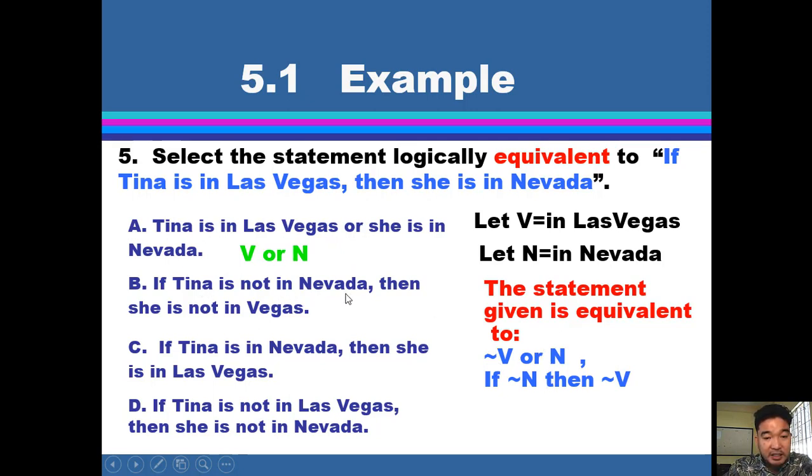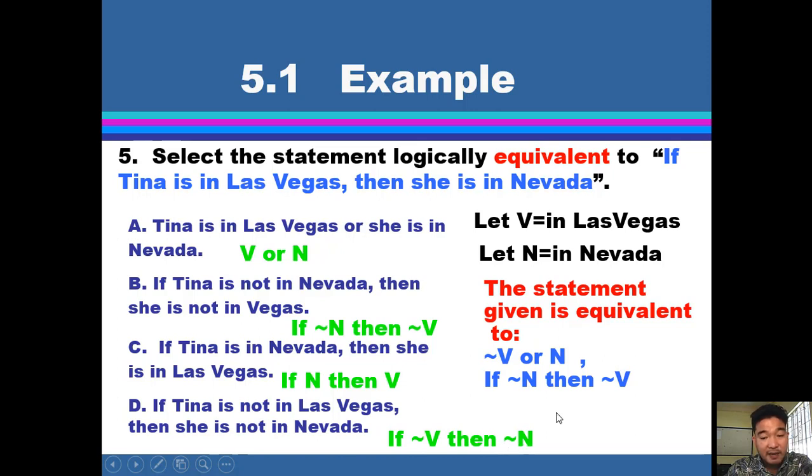If Tina is not in Nevada, then she is not in Vegas. So it is, if not N, then not V. Ayun, okay siya, no? Then, if Tina is in Nevada, if N, then she is in Nevada. Then, if N, then V. So wala siya doon sa equivalent. Then the last one: if Tina is not in Las Vegas, then she is not in Nevada.